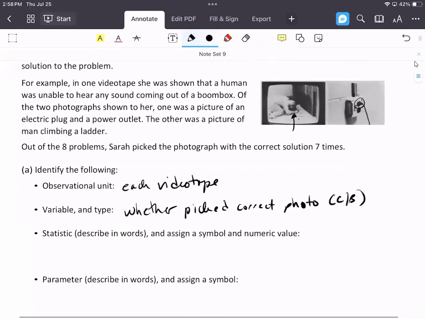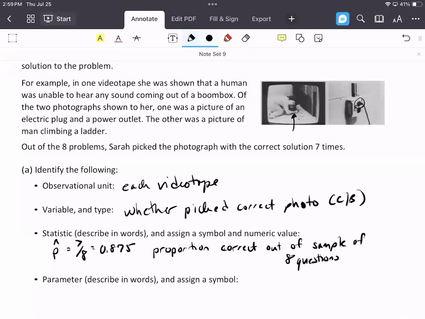The statistic is p hat. So there's the symbol. And this is the proportion correct out of the sample of 8 questions. And we want to be careful here with statistic in particular that we refer back to the sample. So it's p hat, once again, which is, we found that she got 7 out of 8 correct. That equals 0.875. And that is the proportion correct out of the sample of 8 questions.